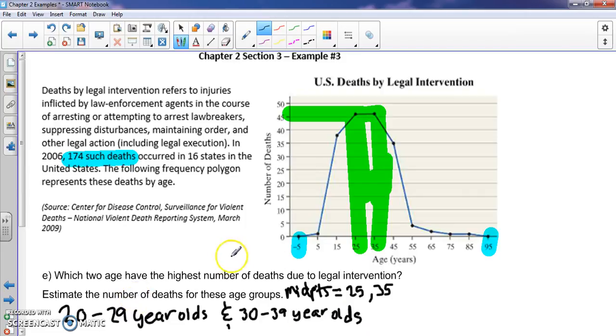And then we want to estimate the number of deaths of these. So if we follow this over, we notice it's slightly above the 45 line, so we're going to say about 46. So let's circle our answers here.